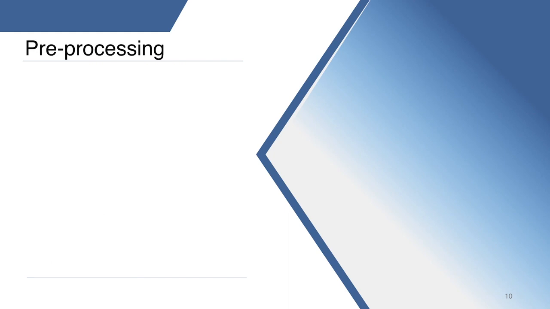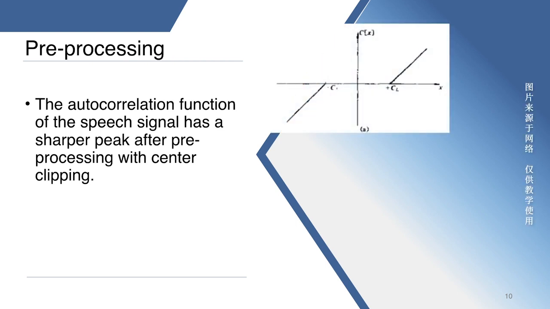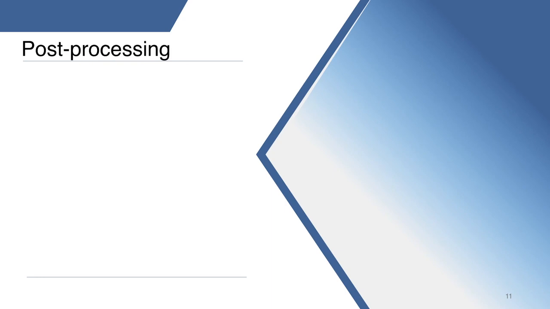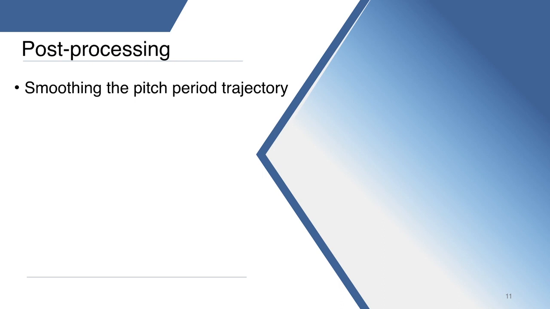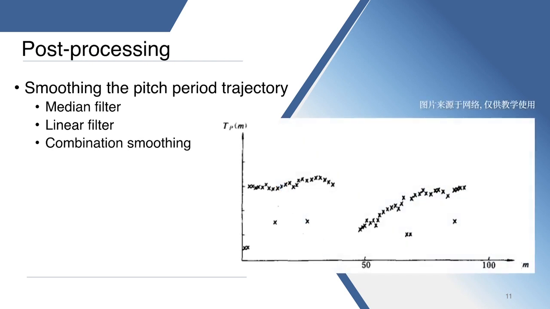In the algorithm of pitch detection based on short-time autocorrelation, center clipping is usually used to pre-process the input speech segment. The autocorrelation function of the speech signal has a sharper peak after pre-processing with center clipping. After the pitch detection, post-processing is done to smooth the pitch period trajectory. We can use a median filter, linear filter, or combined smoothing methods to remove the outliers of pitch computation.